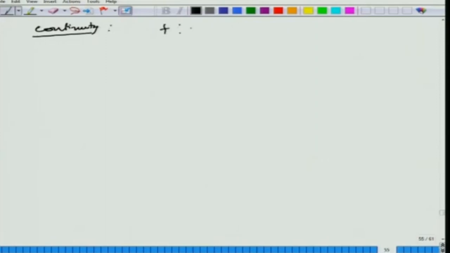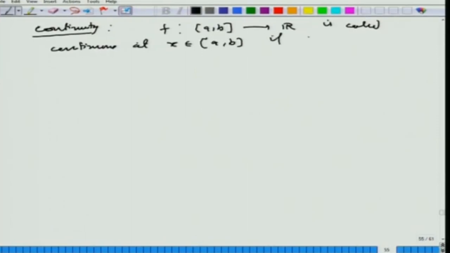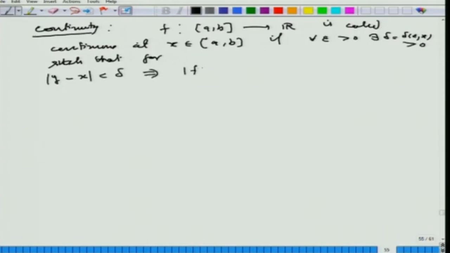So, f from a to b into R is called continuous at x belonging to a b if for every epsilon greater than 0 there exists delta, which is a function of epsilon as well as x, and this is also positive, such that for y, |y minus x| less than this delta implies |f of y minus f of x| is less than epsilon.